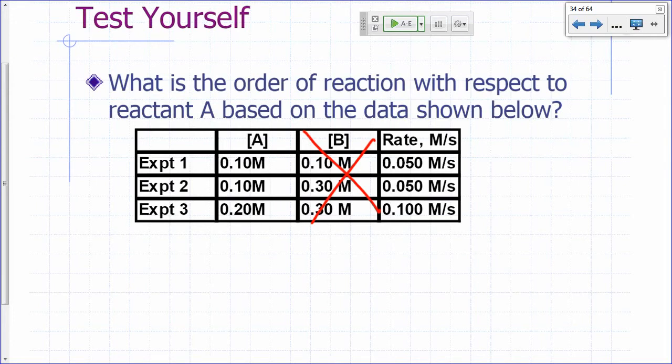Can we just eyeball this and see what the effect of A is on the reaction? If I doubled my A, what happens to my rate? It doubles. Okay, experiment 1 and experiment 3, 0.1 to 0.2. I doubled my A, what happens to my rate? So what's the order of the reaction with respect to A? First order.